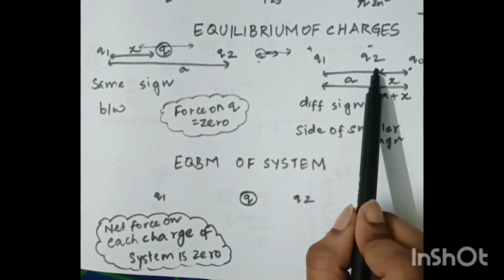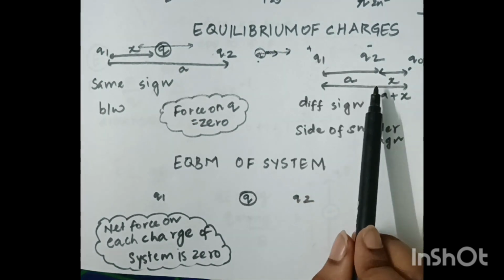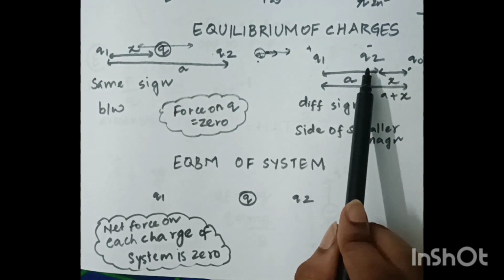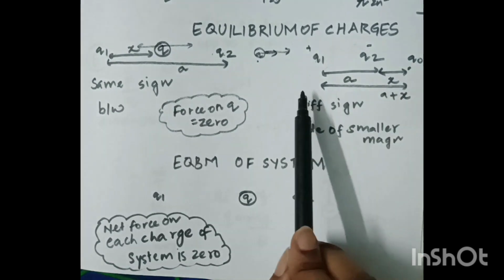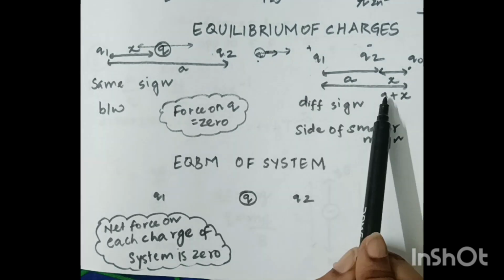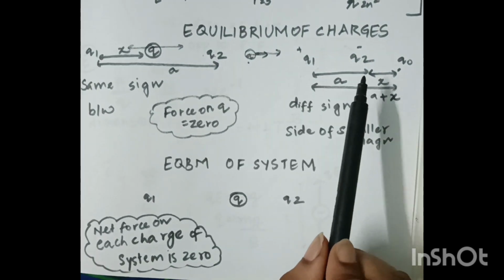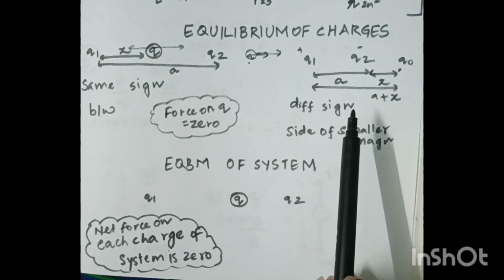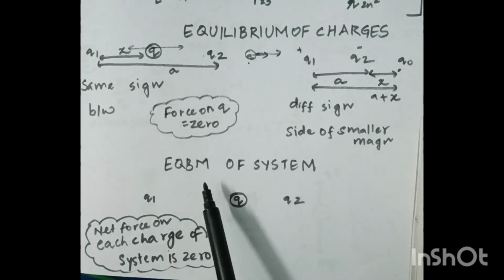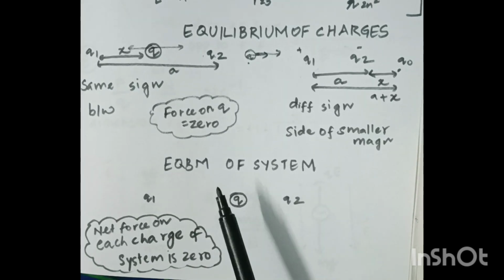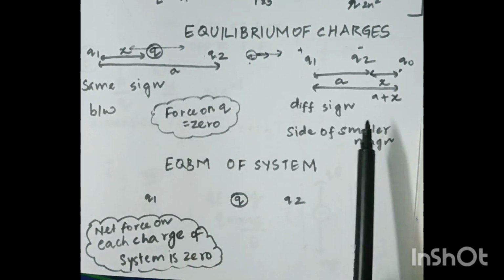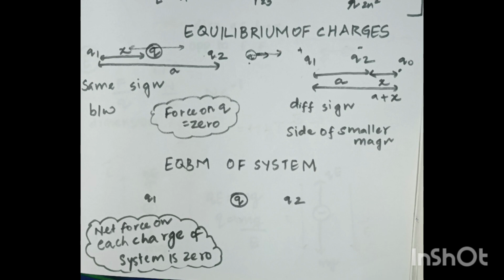If this is the distance a between q1 and q2, and if we are keeping a q naught at a distance x from the q2, then it is just shown as a plus x. So we'll see about this condition in the upcoming topics, and the questions also we will see. Now let us see what is equilibrium of a system. But for now, please remember for these conditions where we should keep the charge in order to get the equilibrium of that charge.